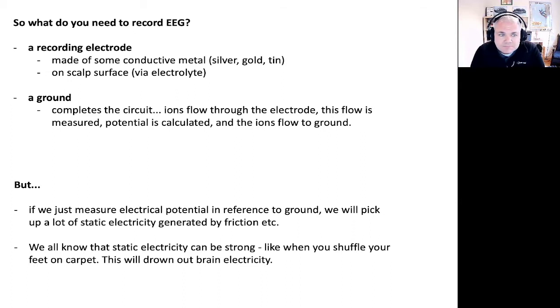But if we just measure electrical potential in reference to ground, we pick up a lot of static electricity generated by friction. Your environment around you always has static charge. So if we refer to ground, the recording of the electrode will carry a lot of this static charge. And this static electricity can be quite strong. You know the trick when you shuffle your feet on carpet. The electrical potential created by this accumulation of static charge is far, far greater than the EEG that we're trying to record.